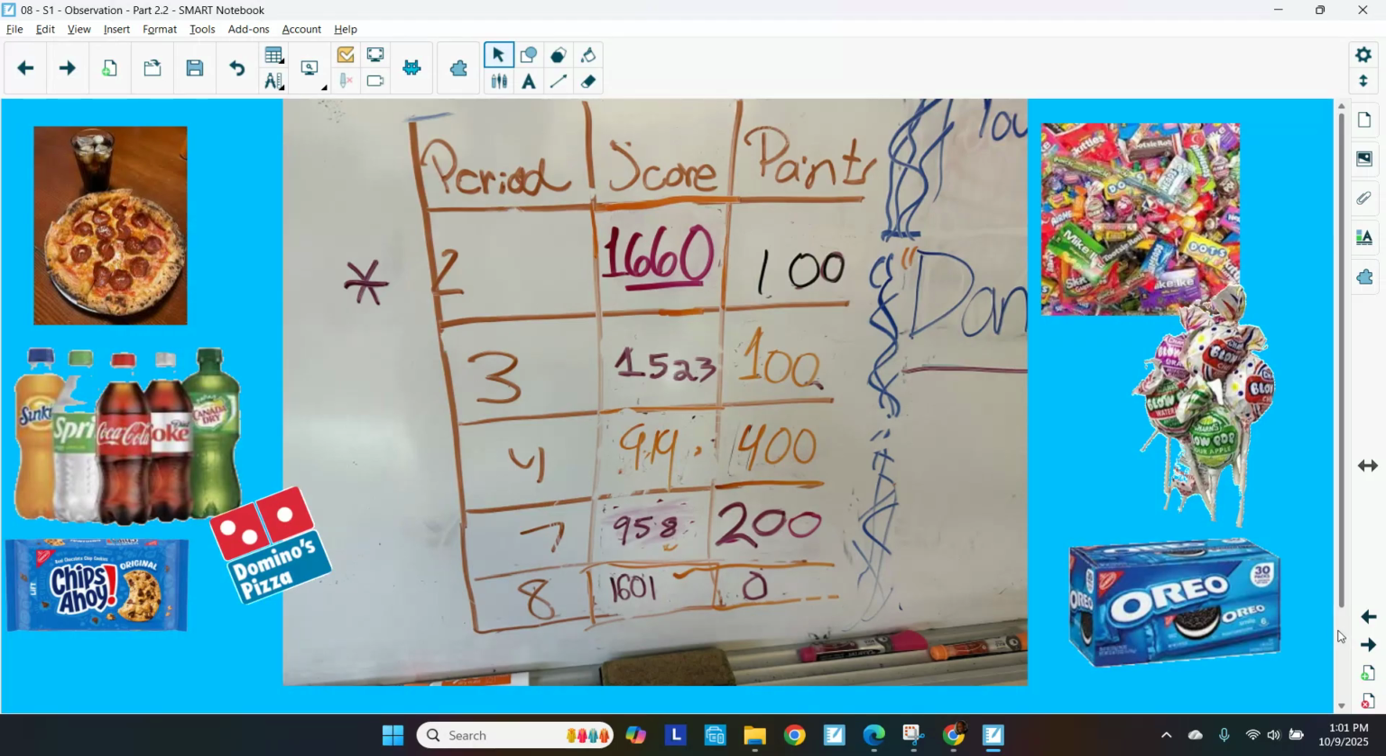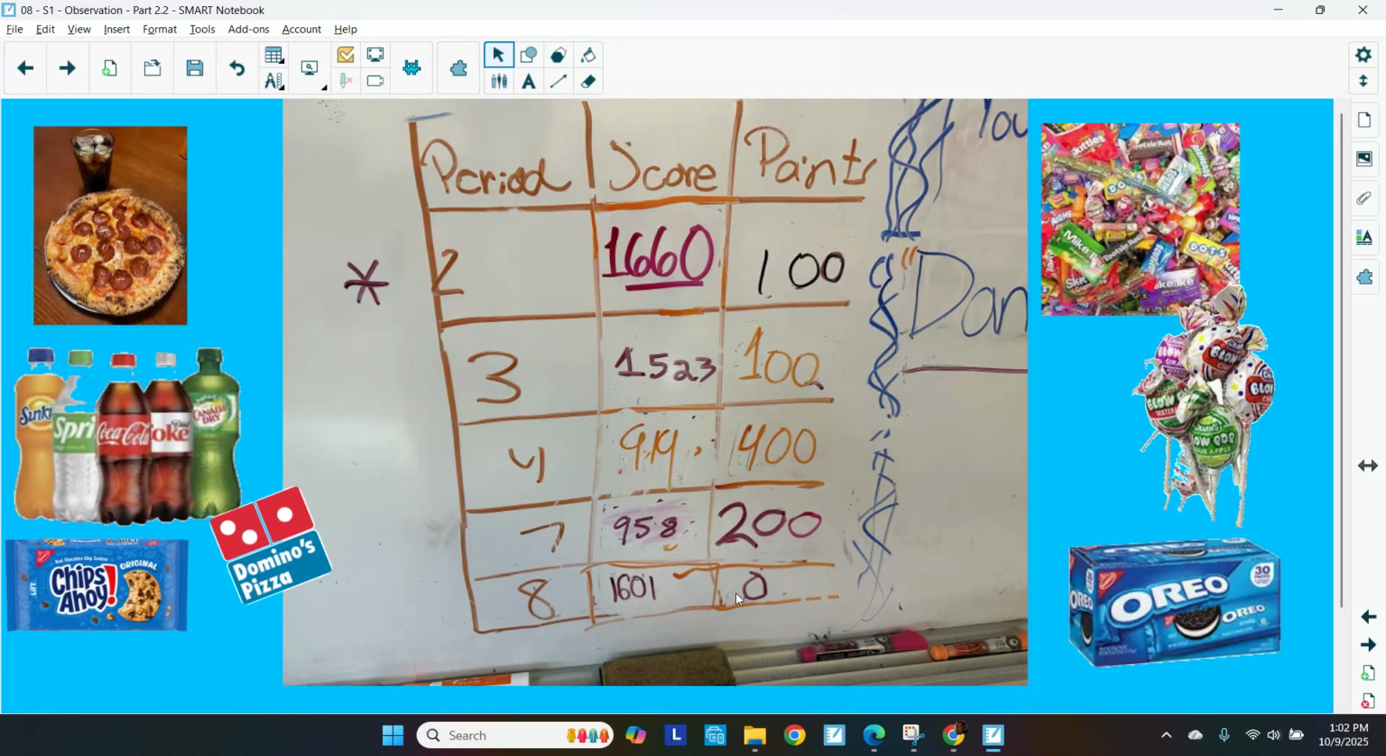I keep scores of the students' weekly and daily progress for my groups. So here's my period 2, and that's one score because there's only one group. That's the whole class. They got a score of 1,660, and they got 100 points on whatever day that was. So these are the weekly scores that are here, and here's the daily scores, what they got. Like somebody got a 400, period 4 got 400 points, and period 8, I noticed they got a 0.